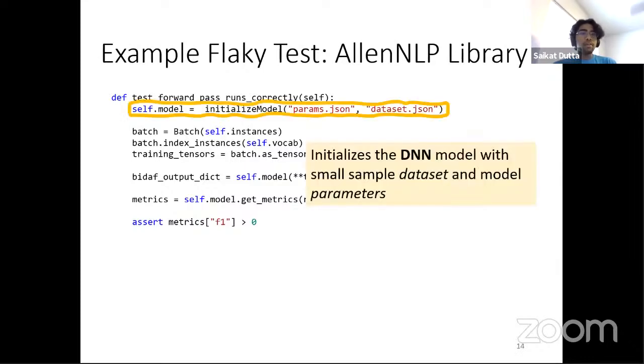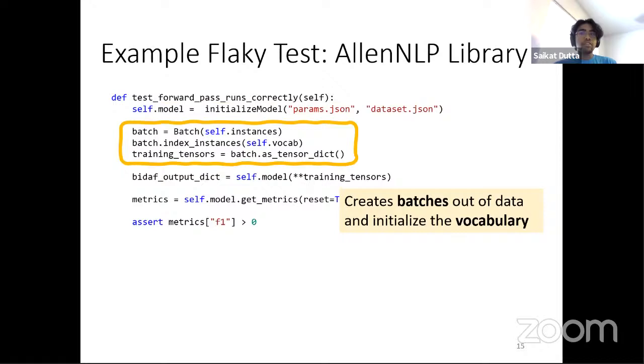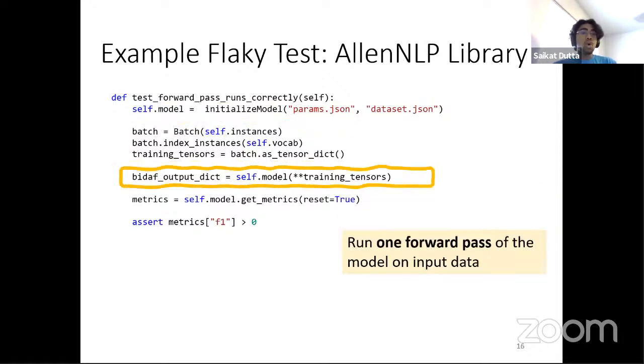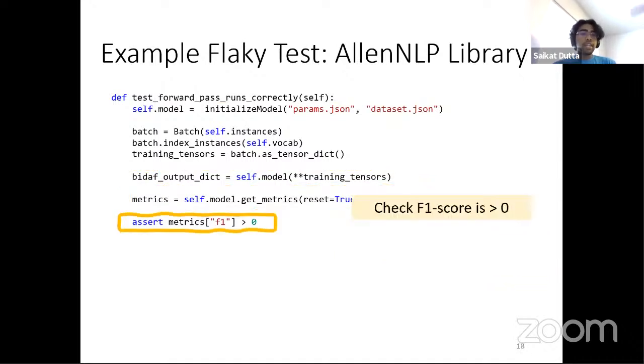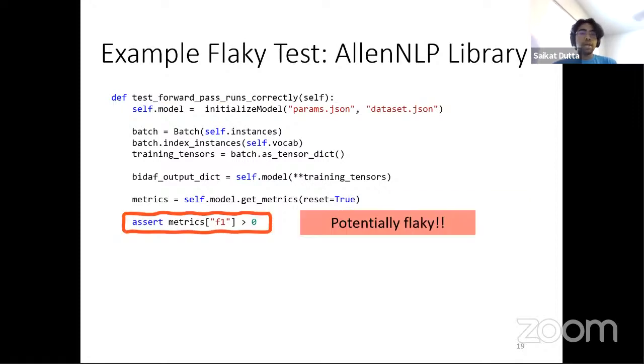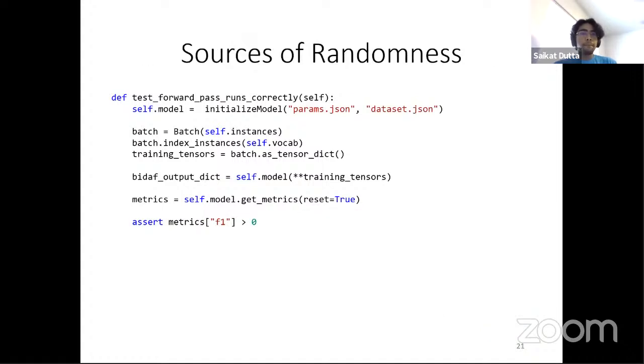So in the first line here, this initializes the DNN model with a small sample data set and model parameters. The data set in this case would be basically a set of passages with related questions and answers. Then it creates the batches out of the data and initializes the vocabulary. Then it runs one forward pass of the model on the input data, computes the metrics, and finally checks whether the F1 score is greater than 0. However, as we saw before, this assertion is potentially flaky. Let us now understand why.